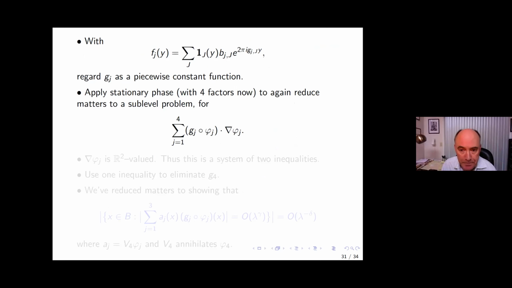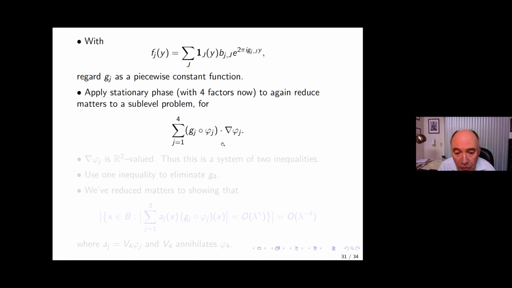I'm assuming that each of my little fj's is a sum over short intervals of constant coefficients, which are uniformly bounded, times Fourier monomials. And I want to think of these frequencies, which are constant on each short interval, rather as defining a function of a continuous variable, which is piecewise constant. Okay, all right. So now we can apply stationary phase again. We're doing it to a fourfold product integrated over a two-dimensional domain. And again, things reduce to a sublevel type problem.